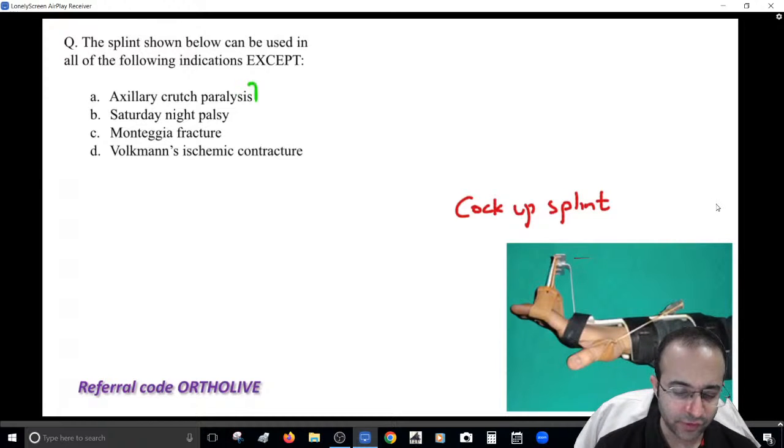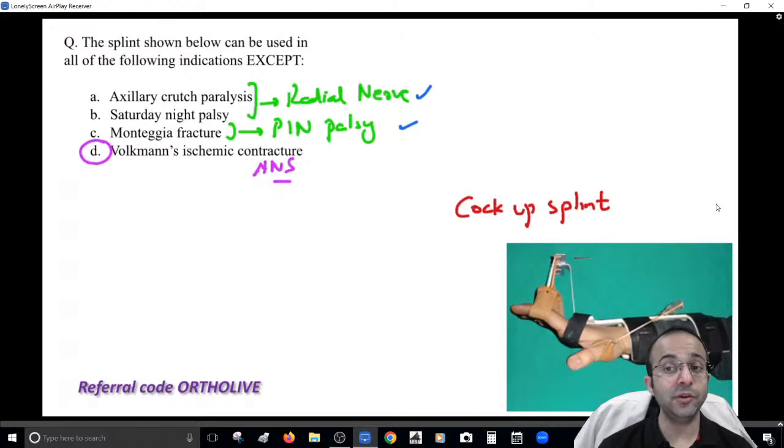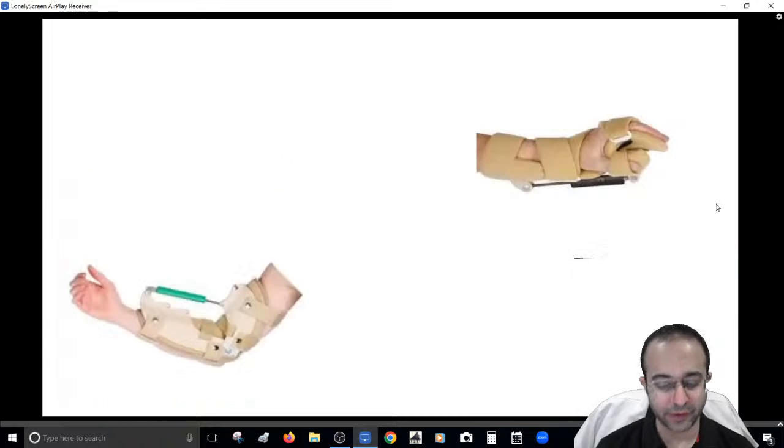Axillary crutch, Saturday night palsy are paralysis of radial nerve, and Monteggia fracture, PIN palsy, posterior interosseous nerve palsy. They all lead to that wrist drop, finger drop of fingers and wrist. It's VIC where the splint will be of no use, because in VIC you have a flexion contracture. You use a different splint for a contracture.